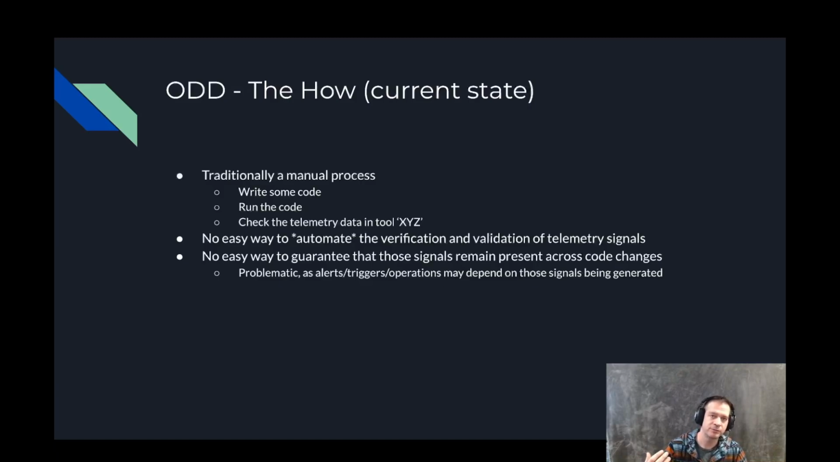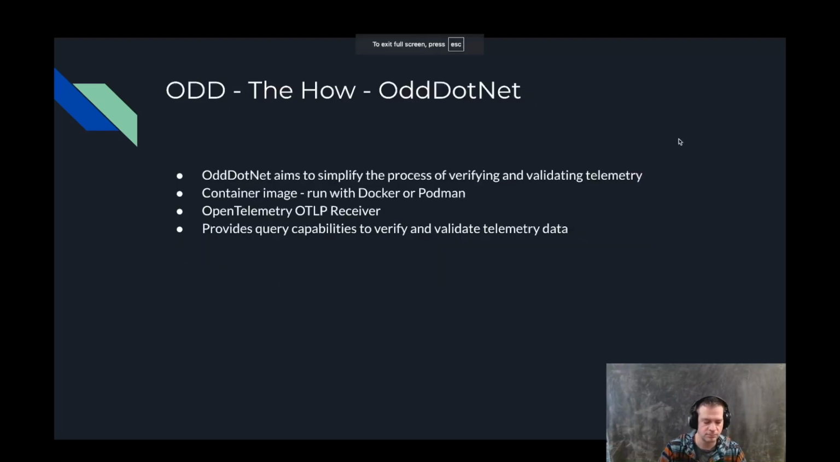If we remove that log message, we may affect operations further down in the process, I should say, that may depend on those signals being generated. So how do we solve this problem? We solve that problem by using OddDotNet. That's where OddDotNet comes in.